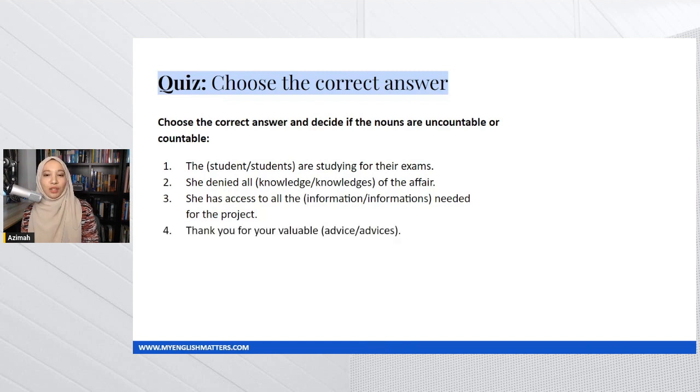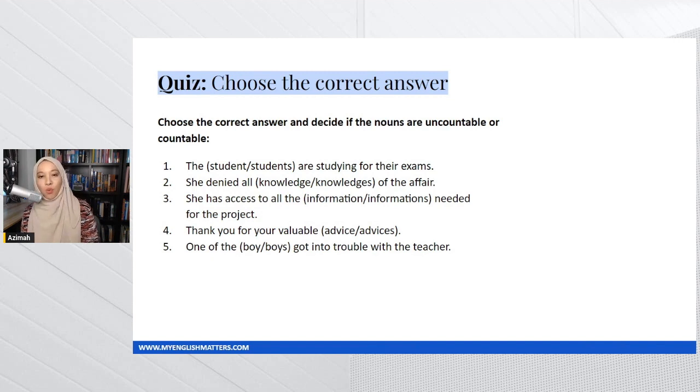Number 4, thank you for your valuable advice or advices. Uncountable or countable? Let's decide on the correct answer. Okay.